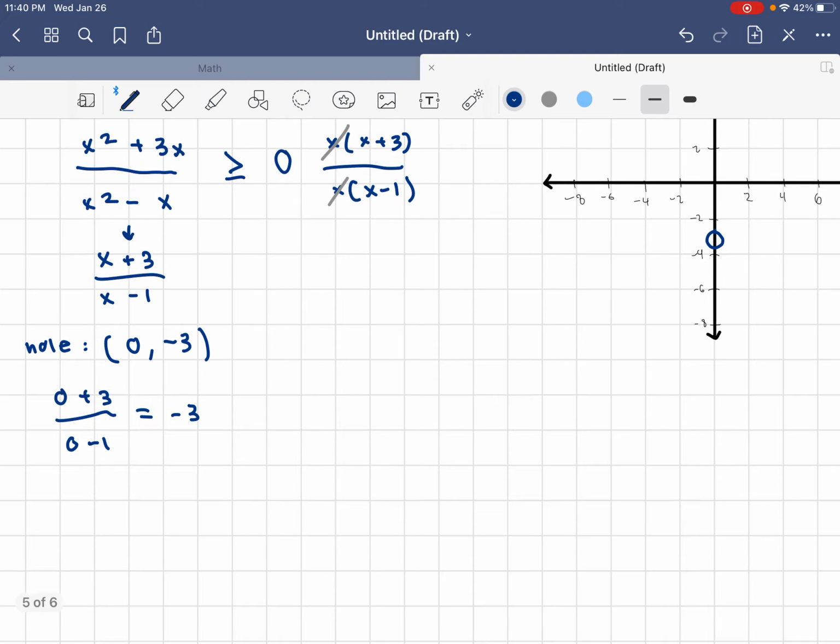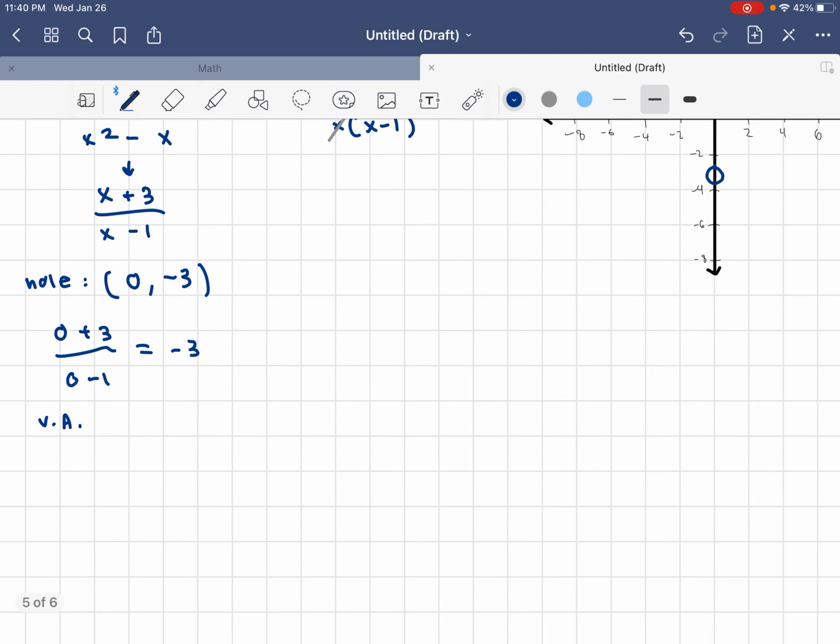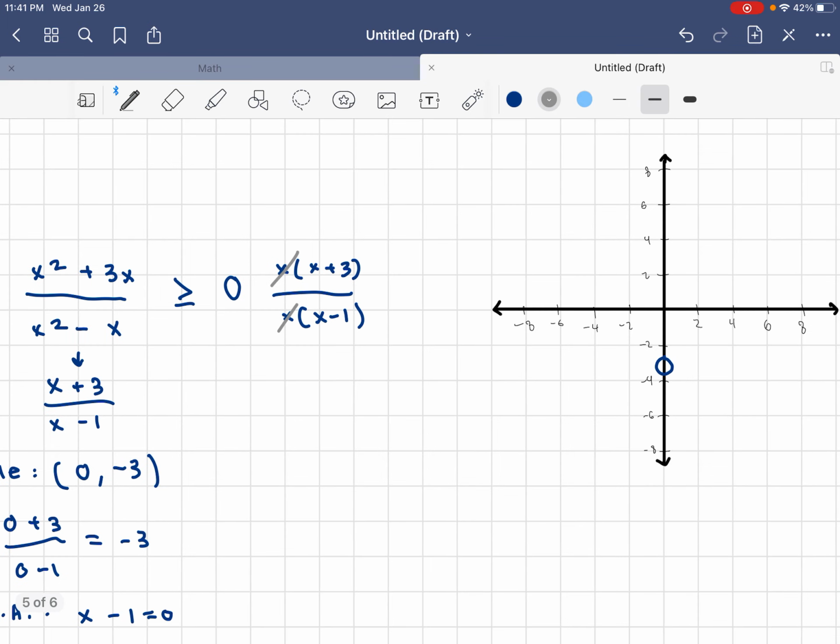Okay, now let's keep going. We're going to find the vertical asymptote. To find that, you're just going to take the bottom and solve for that. Okay, so our vertical asymptote is 1. So let's draw that at 1.